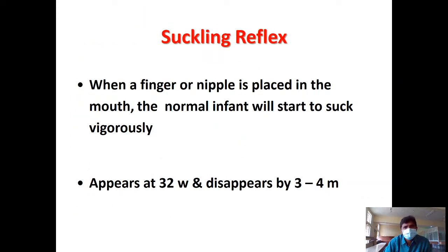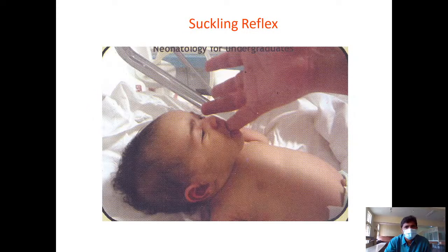Then the other important reflex is the sucking reflex. When a finger or nipple is placed in the mouth, the normal infant will start to suck vigorously. This appears at 32 weeks of gestation and disappears by 3 to 4 months of life. So this is not the ideal way of eliciting the sucking reflex. You should not keep your finger in; rather, you put the baby's own finger into the mouth of the baby, so that the baby tries to suck his or her own fingers. This is the ideal way of examining the sucking reflex.